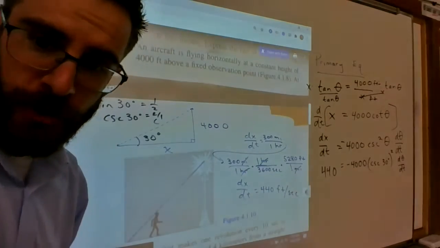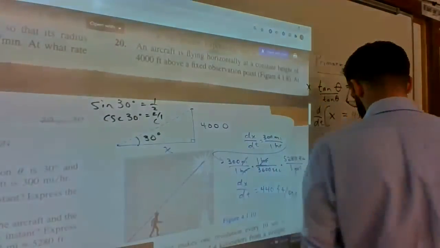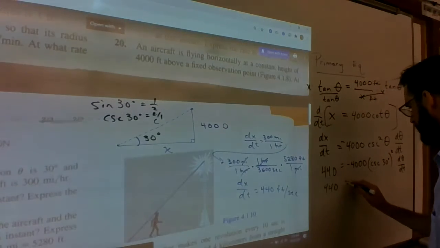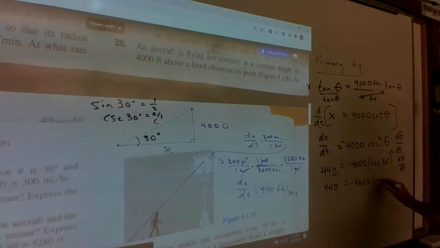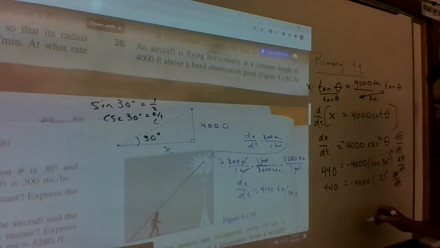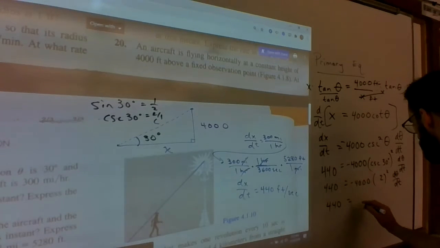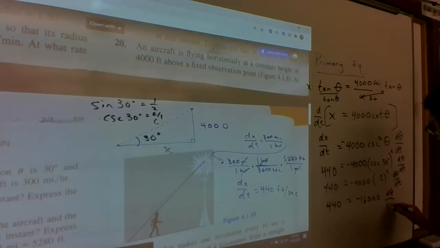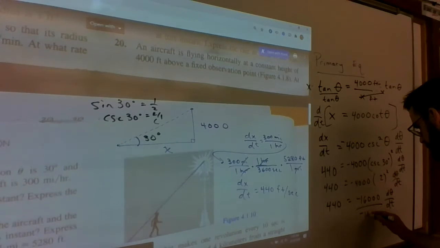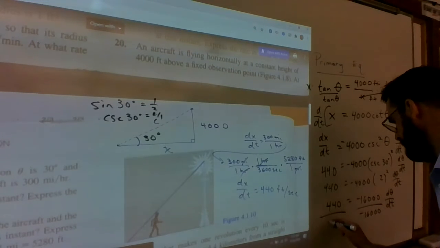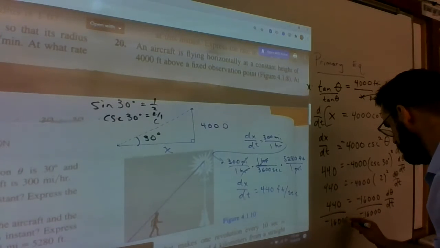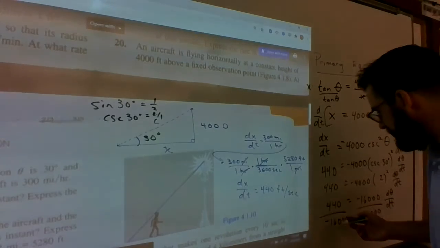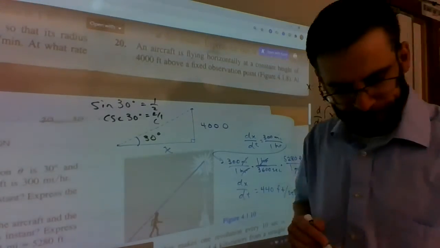So sine of 30 degrees equals 1/2. If I flip that, I get cosecant of 30 degrees, which is 2 over 1. So I'm squaring 2 over 1. I'm squaring 2. That's going to be 440 equals negative 4,000 times 2 squared d theta dt. And then really all you got to do here is take 4 times negative 4,000, which is negative 16,000.